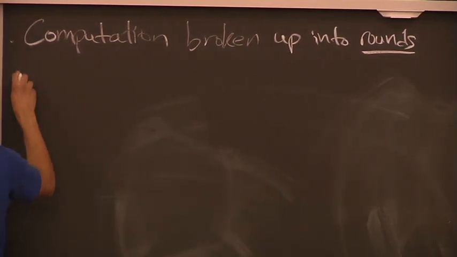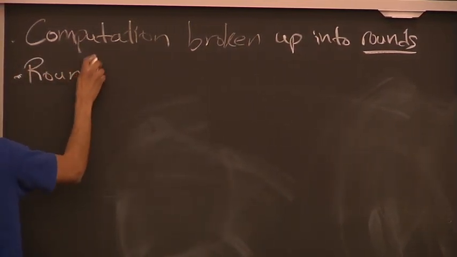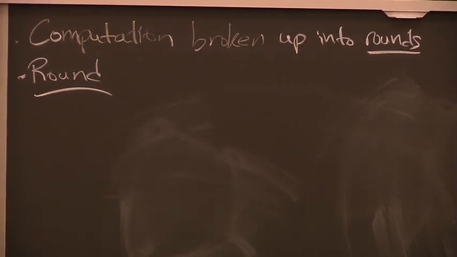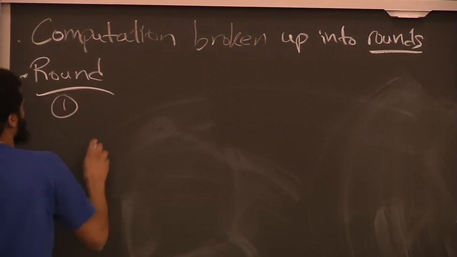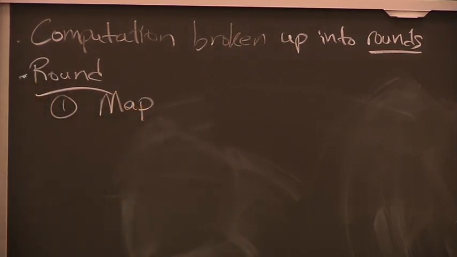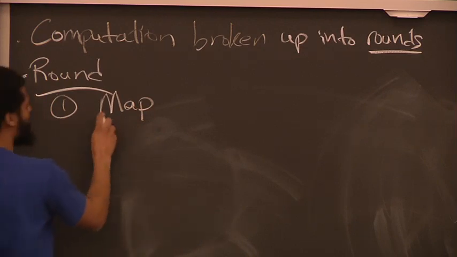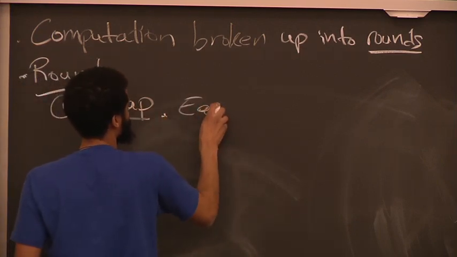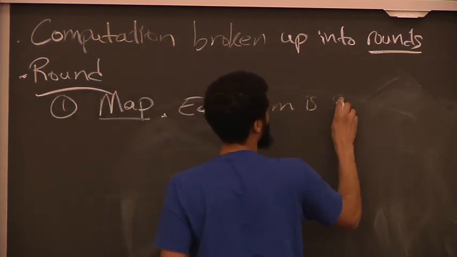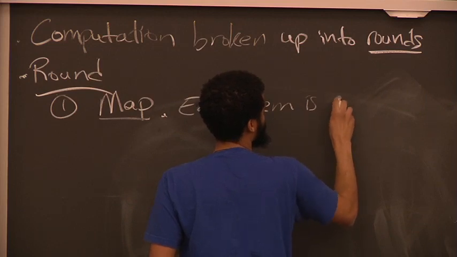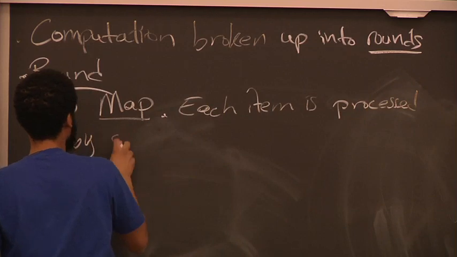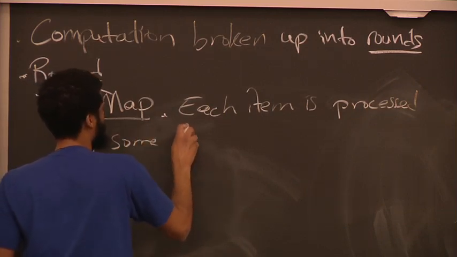Okay, and what does a round look like? So a round consists of 3 phases in order. There's map. So in the map phase, each item is processed by some map function.